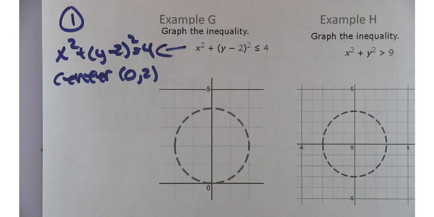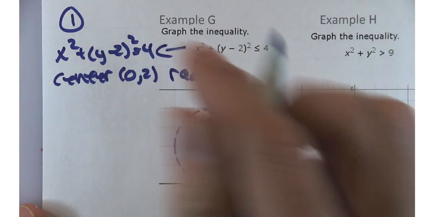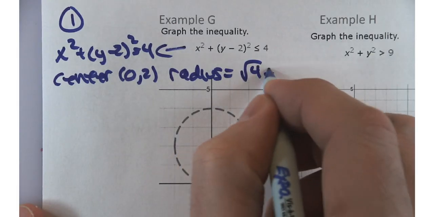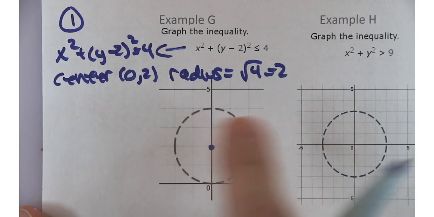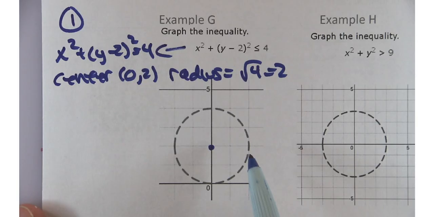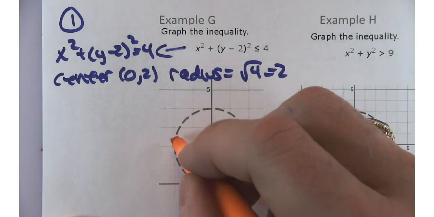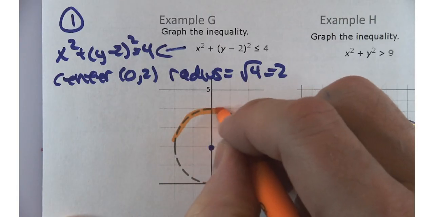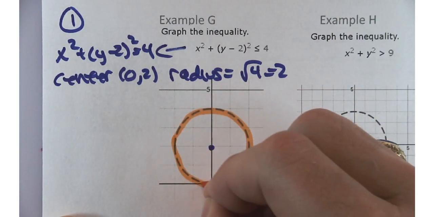2. So the radius, that's the square root of the right-hand side. Square root of 4 is 2. So you can see the center at (0, 2). You can see the radius is the square root of the right-hand side. What mistake did I make in drawing this? Yeah, I should have a solid line as opposed to a dashed line, so shame on me. Okay.